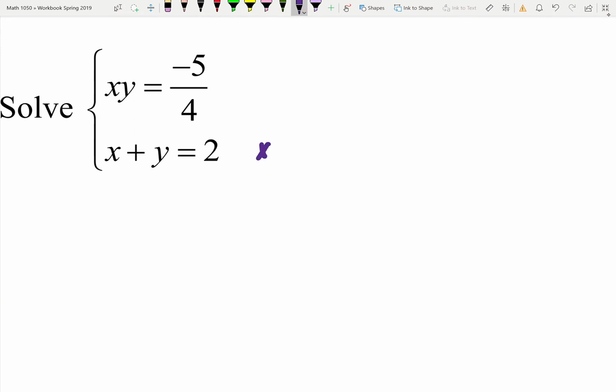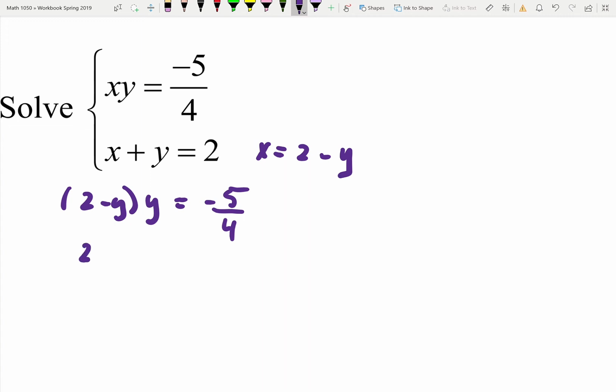So let's do x. X equals 2 minus y. I'm going to go into the top equation, and where I see an x, I'm going to put in 2 minus y. So I'm going to go 2 minus y times y equals negative 5 over 4. Now, it's a little weird to have that y at the end. It's typical to have it at the beginning. It just means distribute, so it's fine. So we have 2y minus y squared equals negative 5 over 4.